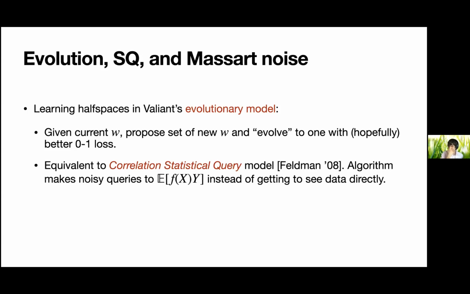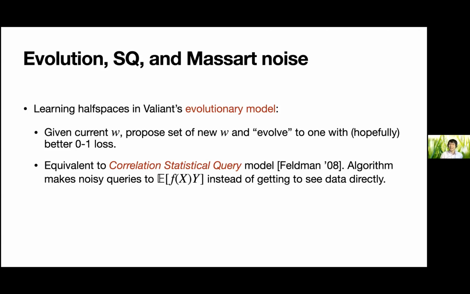What's more useful for our purposes is to know it's equivalent to this thing called a correlational statistical query model. So this is a model where I do learning, but I restrict the ways that the learning algorithm can access the data. And so in the CSQ model, the only ways the algorithm can access the data is by making queries of the form, basically by getting estimates of expectation of f of x times y for an arbitrary bounded function f of x. And the idea is, if you actually have the data, you can just take the average over samples, and by concentration, that is a valid way to estimate this expectation.